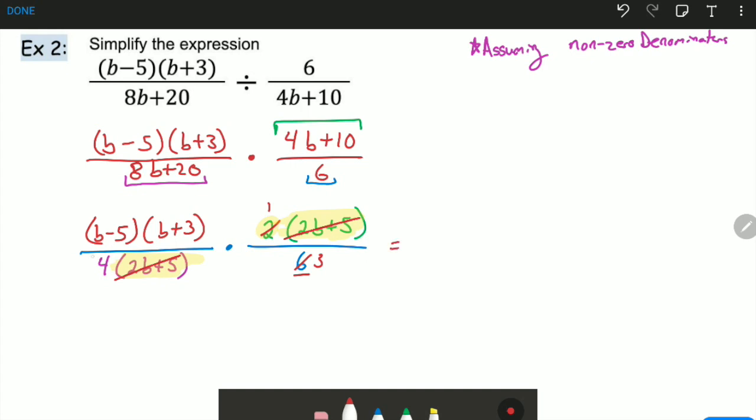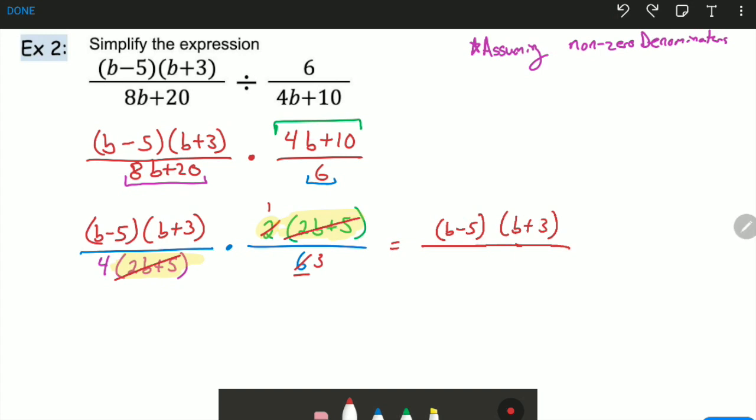If we do this, on top we have the b minus 5 and b plus 3 from the first fraction. The second fraction, all we had left is a 1, and 1 times anything is just wherever that thing was. So we don't have to worry about multiplying by 1. If it makes you feel comfortable, putting it out in front is okay. It's the same thing. It's just implied, so you don't really need it.